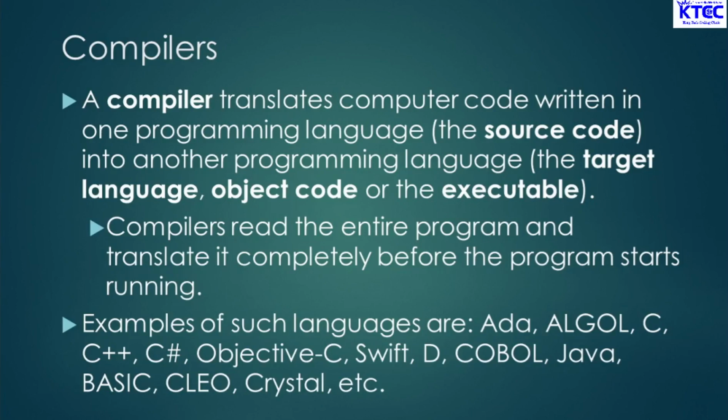Examples of such languages that use this compiler are Ada, Algo, C, C++, C Sharp, Objective-C, Swift, D, COBOL, Java, Basic, Clio, and then Crystal, etc. We have many more of them that use compilers. So basically, that is that.